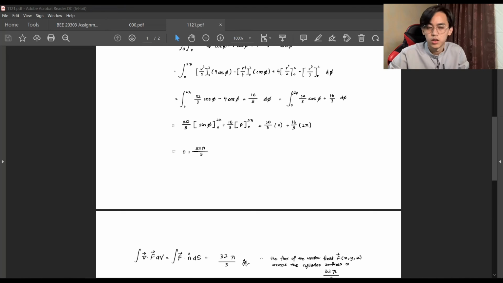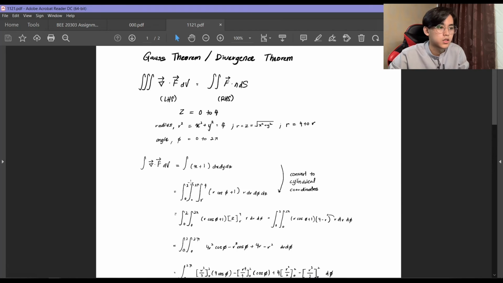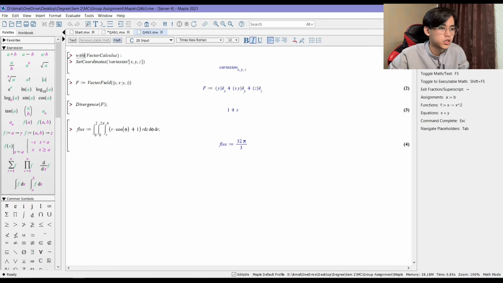So this is the final value for the flux, and then we see it in the simulation. Inside the simulation, this is the code for the flux. We put the exact equation from here inside the simulation, and then we get the value for flux, which is 2 pi divided by 3.